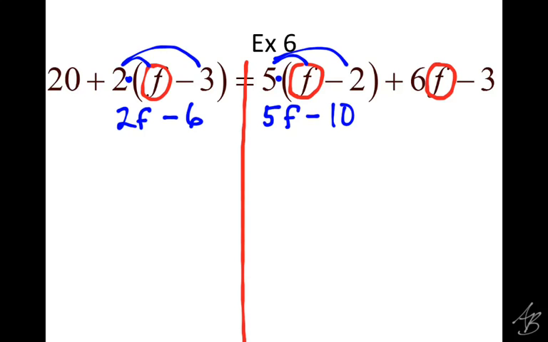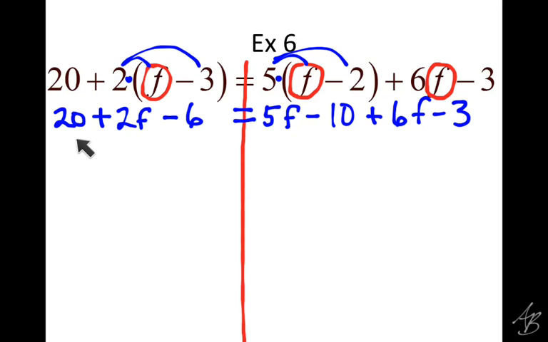What do I do with all that other stuff? Yeah, so we're going to bring down our 20. Is this 2f here positive or negative, Thomas? That's positive, so I'm going to put a plus in front of that. We got our equal sign here, and then plus 6f minus 3. All right, what next? Zane, what next? So we're going to combine like terms.